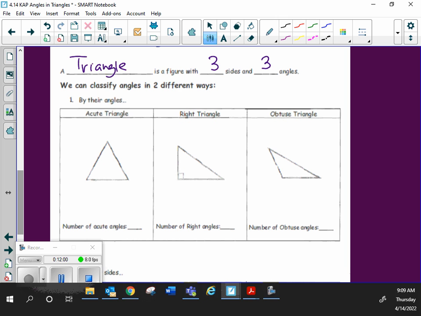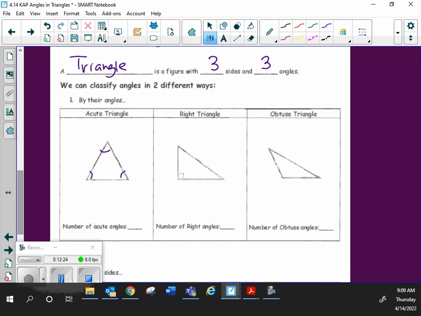First, we can classify them by their angles. So that's talking about their inside parts, like right here. It can either be an acute triangle, right triangle, or obtuse triangle. The way that I do this is every single triangle has two acute angles. Every single one has two acute angles. I look at the third angle to help me name it.